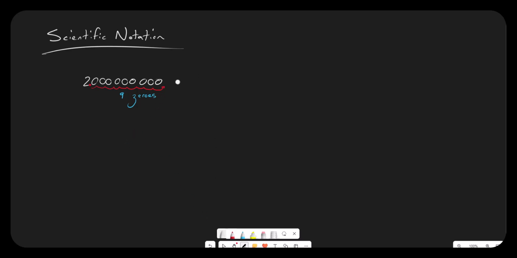So I'm going to write this number as 2, because that's where the decimal is, times 10 to the 9th power. The 2 indicates the value of the number, and then the 10 to the 9th, this is what we end up calling the order of magnitude. So this is a 2 with an order of magnitude of 10 to the 9th, 2 billion.